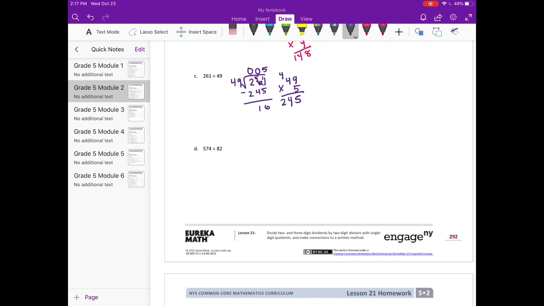So we get 16. There's nothing to bring down. So we have 5, remainder 16. And our check, we could do 49 times 5 equals 245, and 245 plus 16, which is the remainder, is equal to 261.